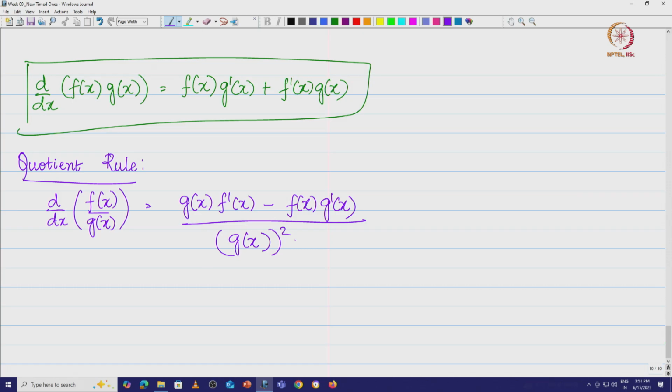But one of the most important rules for derivatives is the chain rule, which is what we are going to see now. So, this is the chain rule of derivatives, which is very important. Okay, let us see what this actually means.